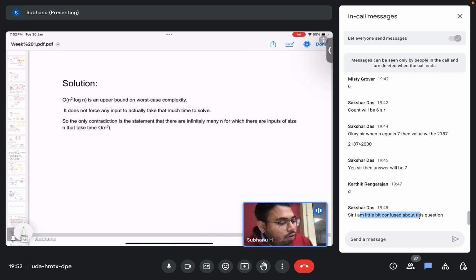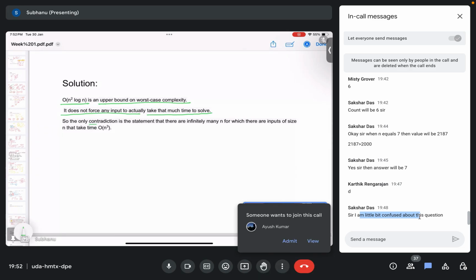Order of n square log n is an upper bound on worst case time complexity. It does not force any input to actually take that much time to solve. So it is the upper bound, it is the worst case. The only contradiction is the statement that there are infinitely many n for which there are inputs of size n that take that much time.